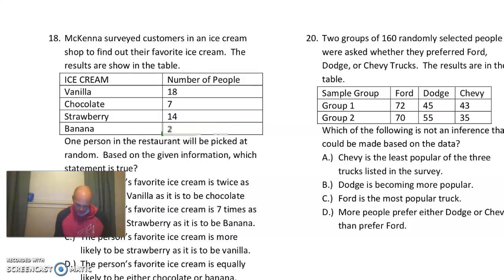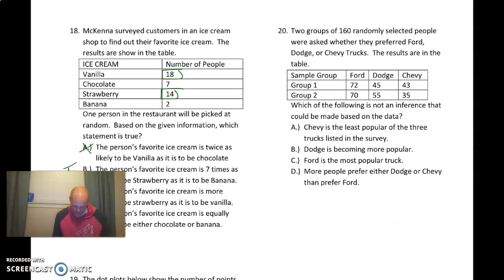be vanilla. Well, let's look. Vanilla is 18, strawberry is 14. Which one's more likely? Vanilla is. Okay, so it's not C. That can't be true. It's backwards. D, the person's favorite ice cream is equally likely to be either chocolate or banana. Is that true? No. Obviously more people chose chocolate. So it has to be B. Okay.